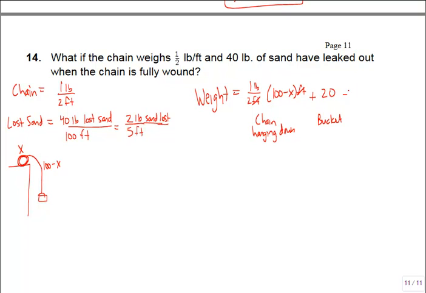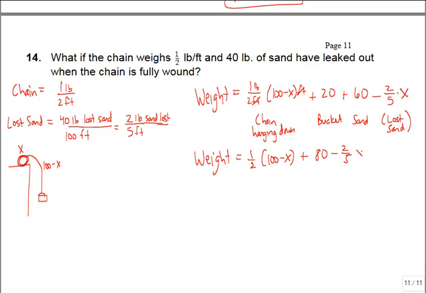Then we have the sand, which initially is 60 pounds, but we're losing sand at 2 pounds per 5 feet. So we want to subtract off from this 2 pounds per 5 feet times the number of feet that this is moving up, and that's the amount that we've wound up already, which is what we're calling our x. So this is going to be 60 minus 2/5 times x. So this part right here is the lost sand. So my weight function is going to look like 1/2 (100 minus x) plus 80 minus 2/5 x.